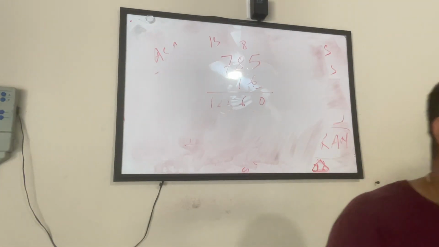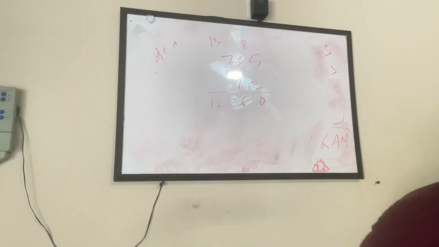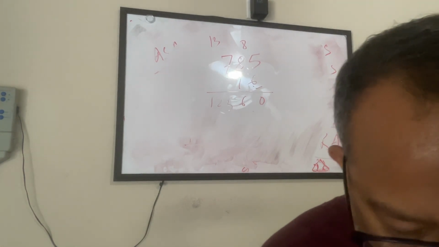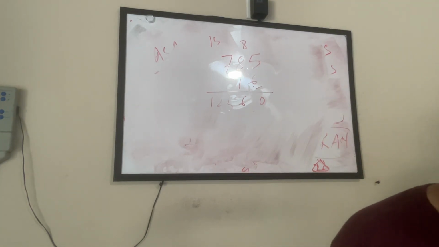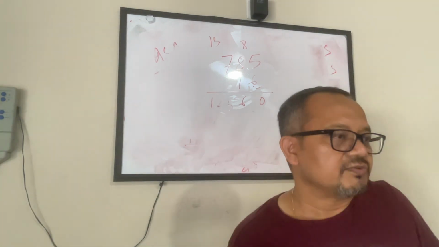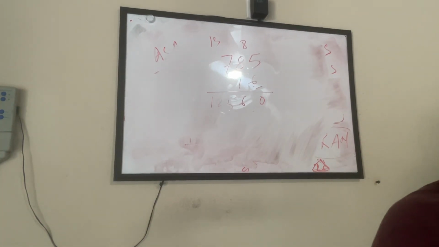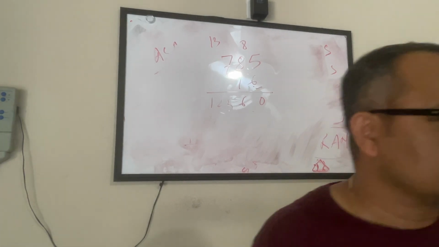Table till 12. 11 8. 12 5. 9 9. 8 9. 7 7. 12 9. Good job. Okay. Now let's go to Siddharth.